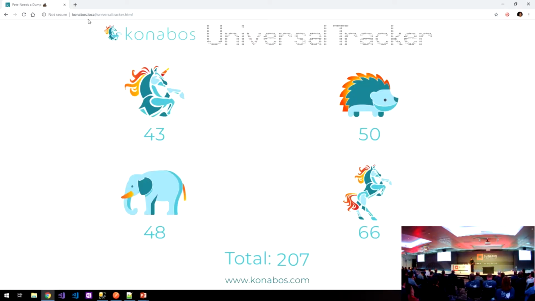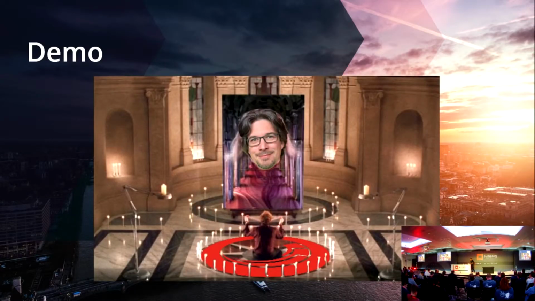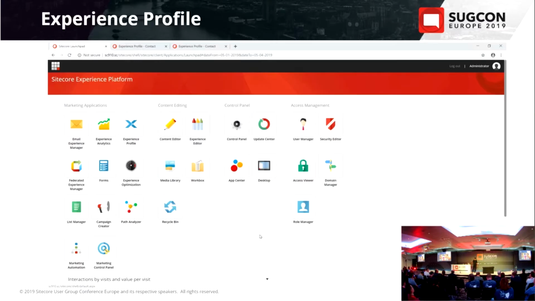We don't really have much of a demo because you guys are the demo. As you were walking in, we were scanning and collecting the number of groups of people that were walking in. If you look on your card, you'll have an animal type, and we've essentially just been counting that and pushing that in via the Universal Tracker.